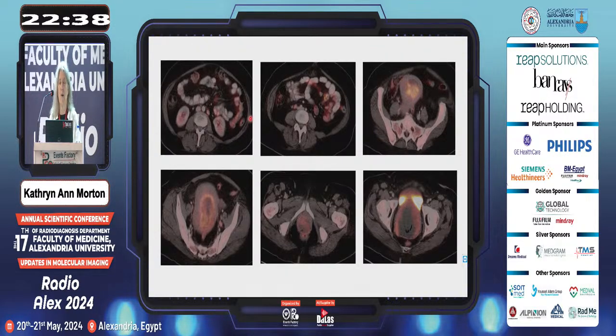This is a high-grade endometrial stromal sarcoma, and you can see it's got multiple areas of necrosis within it, a very hypermetabolic tumor. And there are lymph nodes involved. You can see one here in the retroperitoneum, another iliac node here.